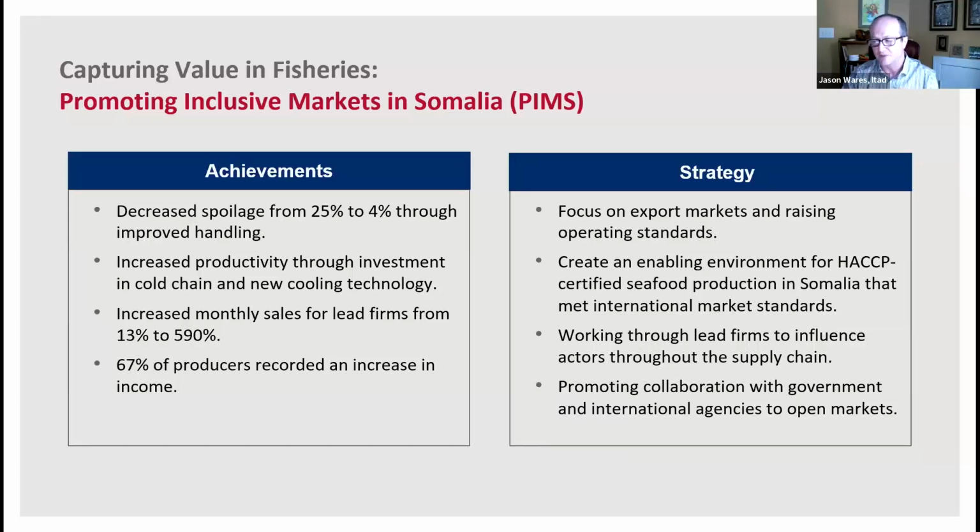This advocacy helped create policies for HACCP certified seafoods. You can see some of the project's achievements here. Spoilage was decreased, export markets grew, and income for firms and producers increased.